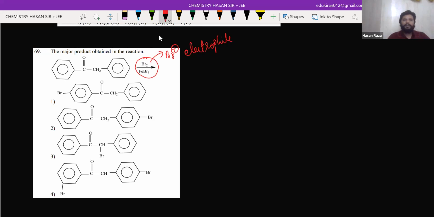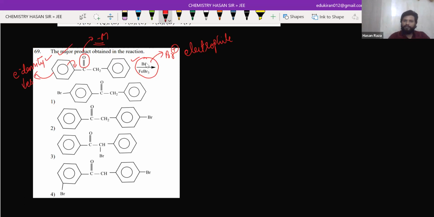Yes, sir. Now you have two rings, right hand side and left hand side. But this C=O is in conjugation with this ring, and this is a minus M group. That means it will withdraw electrons from the ring, so the electron density will decrease. Yes or no? Electron density is decreasing due to this electron withdrawing group. But here it is not like that. Are you getting my point? Yes.